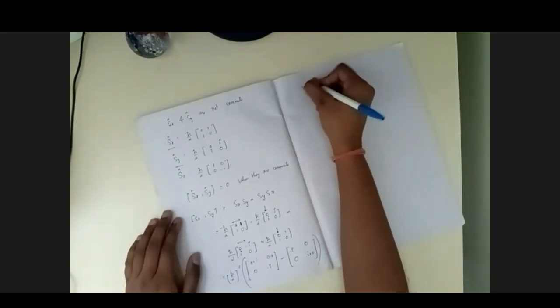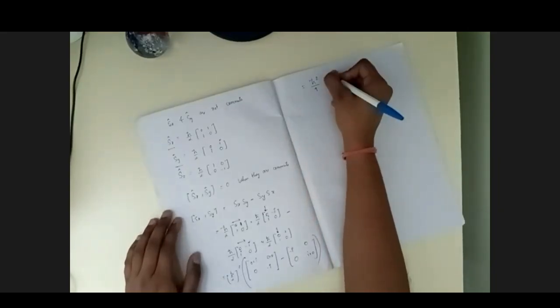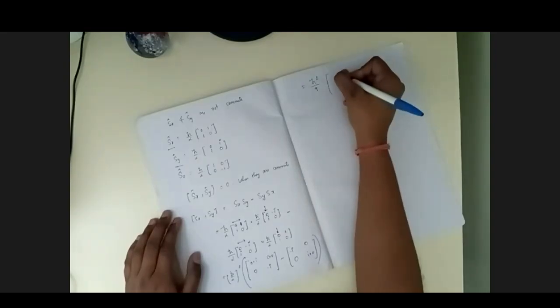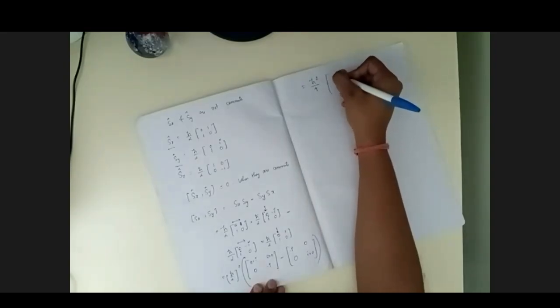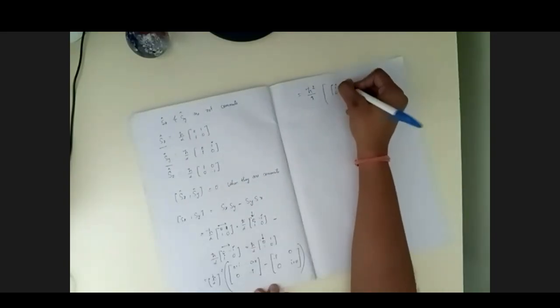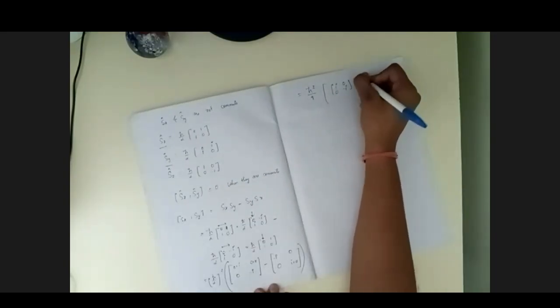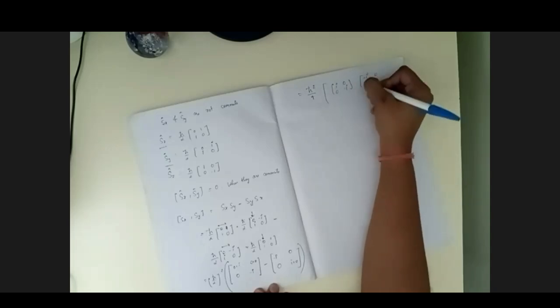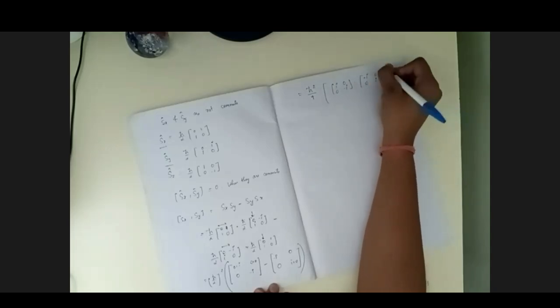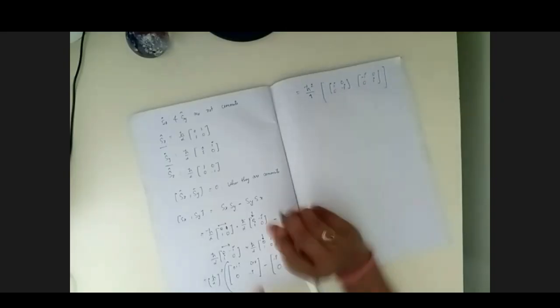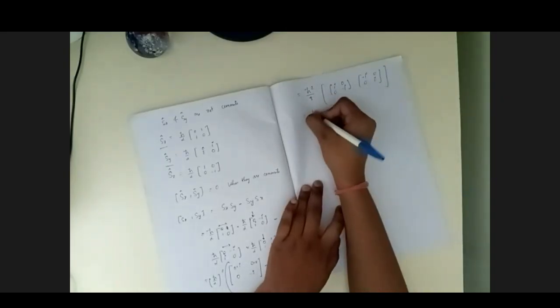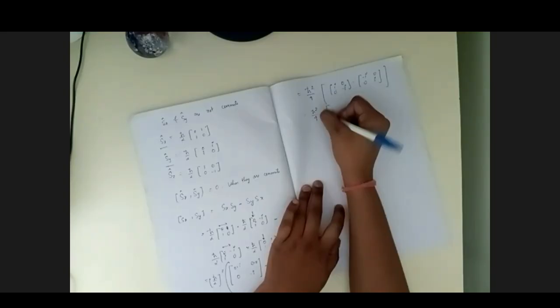So h cross square upon 4, whole matrix, iota 0, 0 minus iota, minus iota 0, 0, and here iota will be there. Now we have to subtract the matrices. It would be a very simple method.